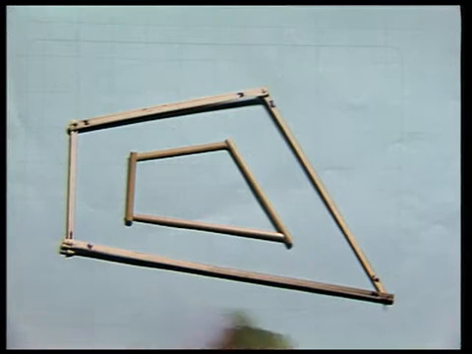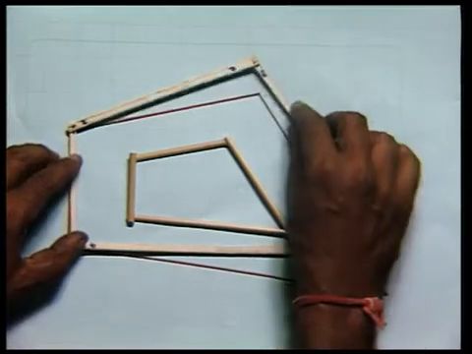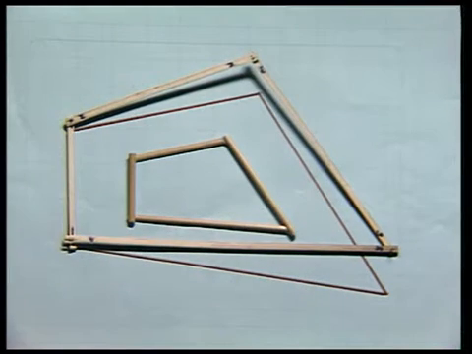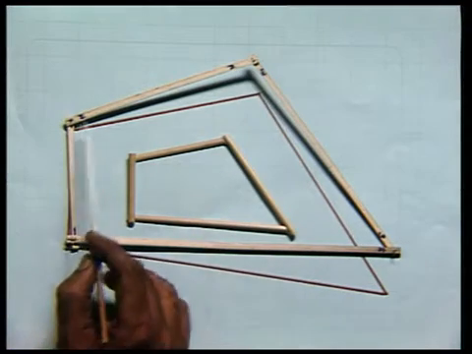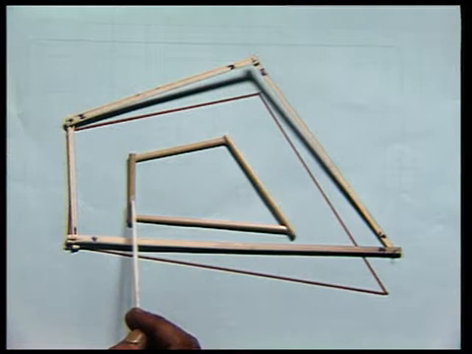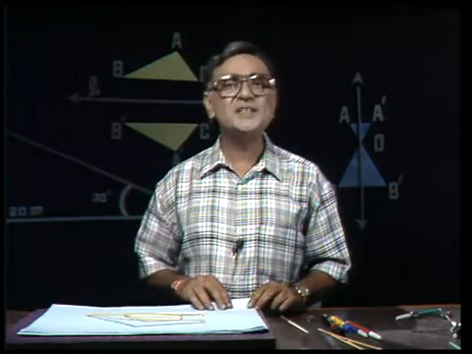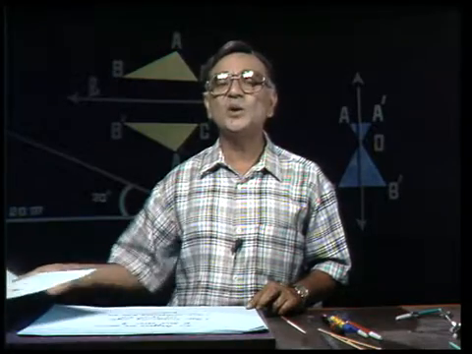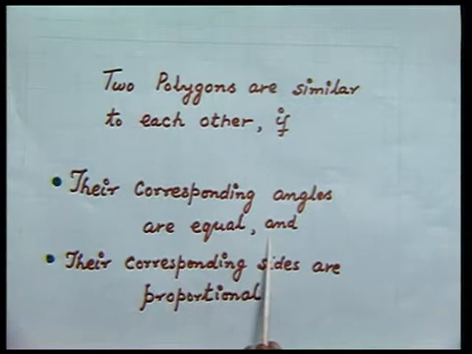But if I distort this constructed quadrilateral a little bit, now are they similar? No, they are not, because here the original figure is over here and the new figure is this. Here although the proportionality of the sides has been maintained, the angles have changed. So for two figures to be similar, what is the necessary condition? The necessary condition is that their corresponding angles are equal and their corresponding sides are proportional.